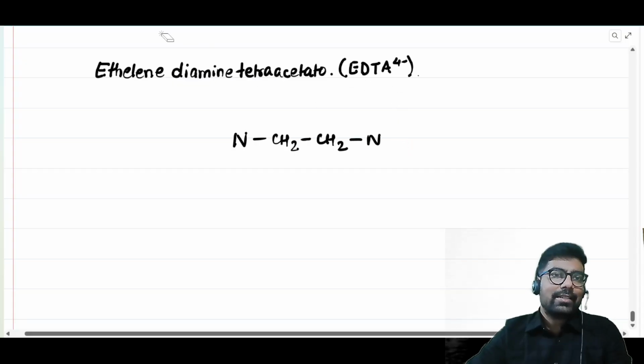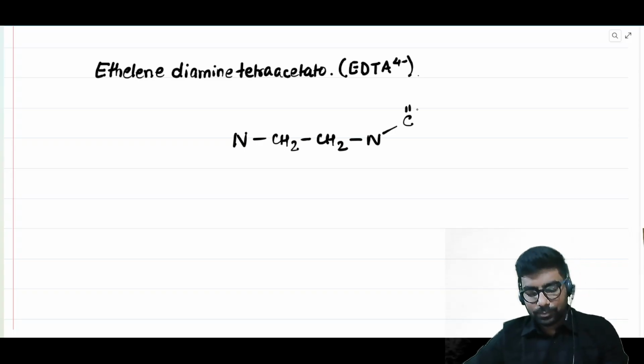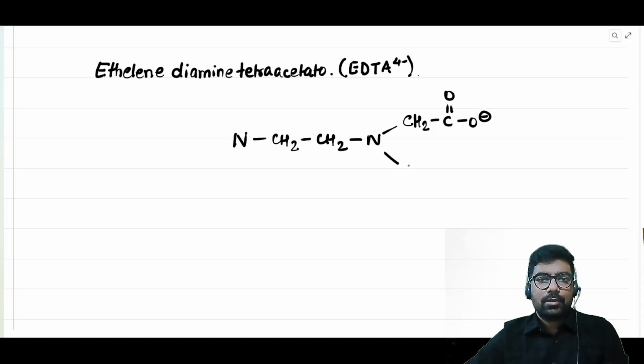See, now tetraacetate means 4 acetate groups have to be there. So as we have removed the hydrogens, we will add the acetate group. This is one acetate group. This is another acetate group.